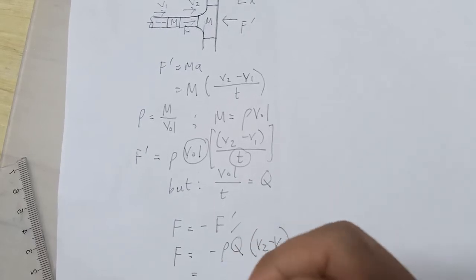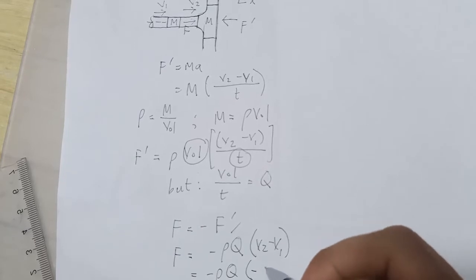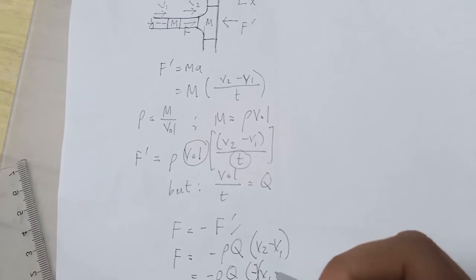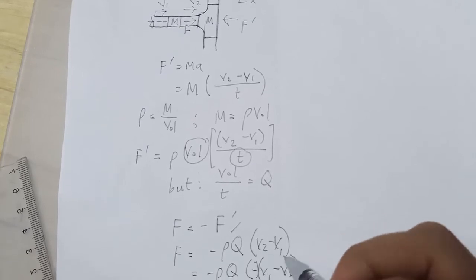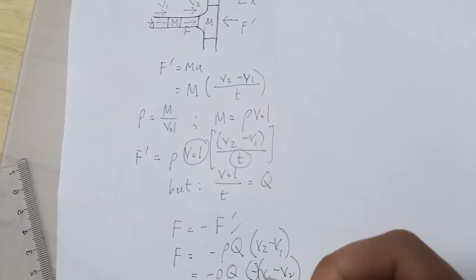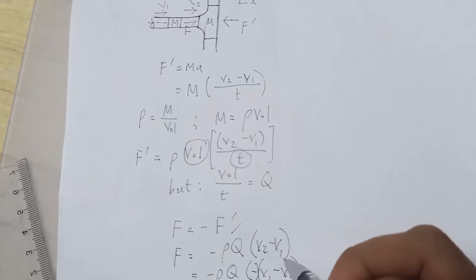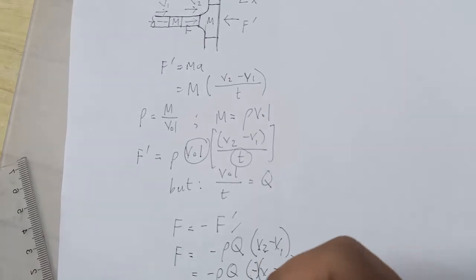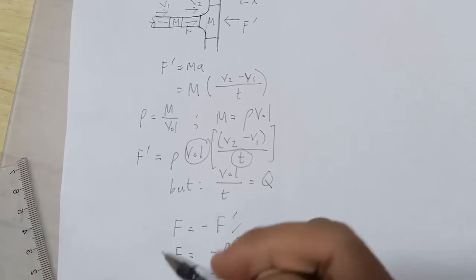And remember that the negative, v sub 1 minus v sub 2, is the same, we just distribute the sign. So negative v sub 1 plus v sub 2, so v sub 2 minus v sub 1, same thought. So our force becomes rho times discharge times v sub 1 minus v sub 2.